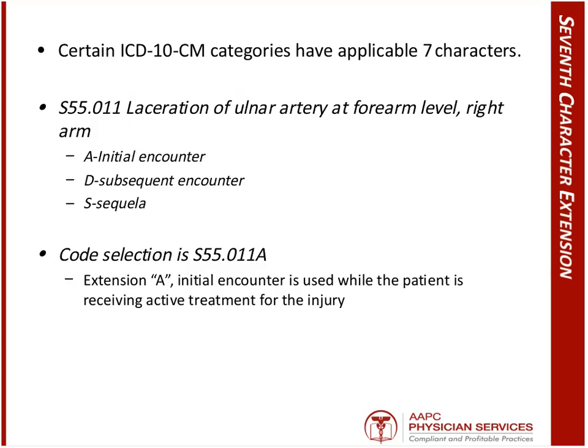Here's a couple that show the 7th character with some meanings of them. Going back to that example I used before, S55.011, our 3 7th character extender choices would be A for initial encounter, D for subsequent encounter, or S for a sequela or a late effect. So a final code, as you see there, with all 7 characters used, could be S55.011A for a laceration of the ulnar artery at the forearm level of the right arm, initial encounter.